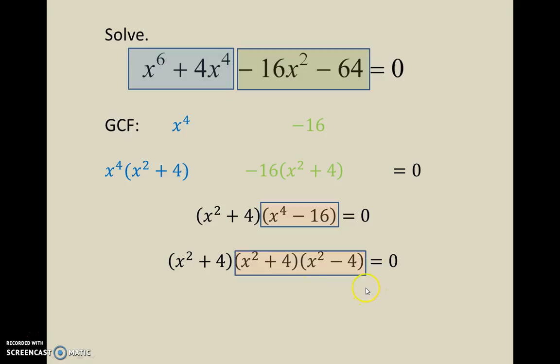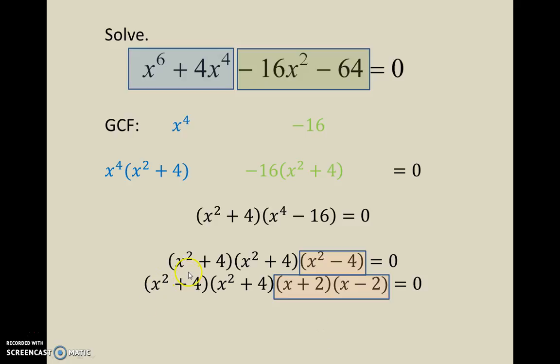I'm going to look one more time, and I notice that x squared minus 4 is also a difference of squares. This can be factored one more time. So I'm going to factor that one more time so that I have now x squared plus 4, x squared plus 4 again. That's from here. And then I'm going to factor this out so that I've got x plus 2 times x minus 2. So the final set of factors for this polynomial equation are x squared plus 4 times another x squared plus 4 times x plus 2 times x minus 2. And again, the whole equation is set equal to 0.